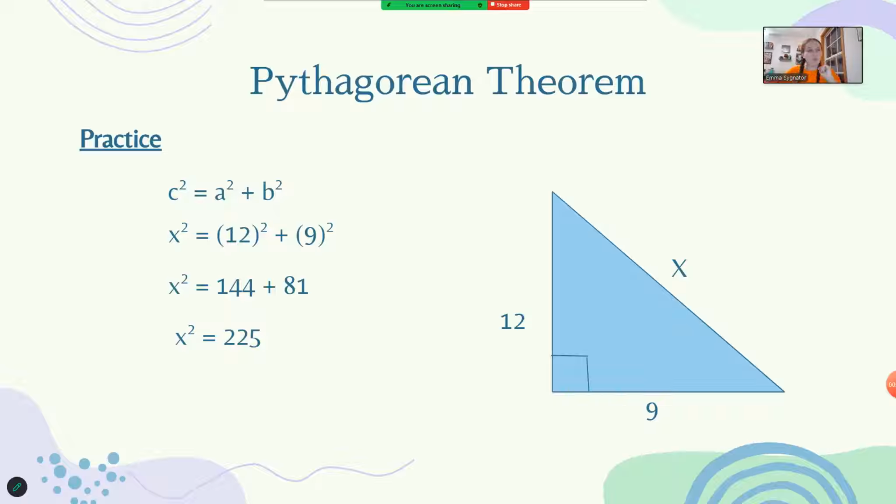225. And now we need to find the square root of both sides of the equal sign, because the x has the little square up there. So we find the square root of each side. The x squared just becomes x because the power of 2 and the root cancel each other out. And then in our calculator, the square root of 225 is 15. So now we know that the hypotenuse side of this triangle equals 15.